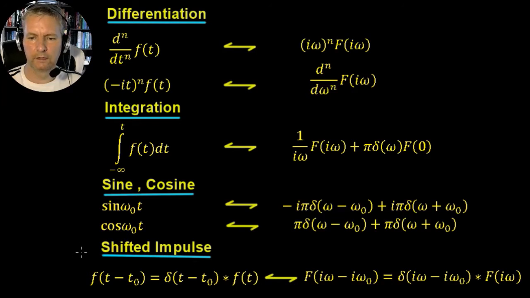And then we looked at a shifted impulse. So if we were to look at a function f of t and shift it in the time domain by t0, it's equivalent to taking the impulse function and convolving it with the function f of t, and we've also seen that in the frequency domain as well.